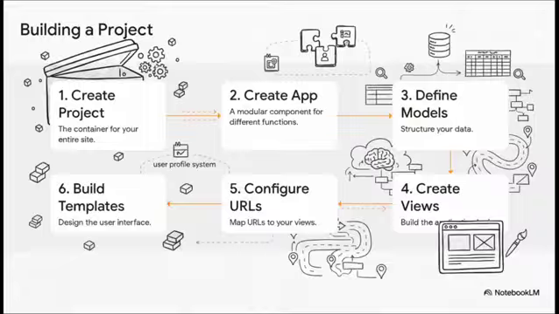These are like modular building blocks for different features, like a blog app or a user profile app. From there, you just follow the MVT pattern we talked about. Define your data and models, write your logic in views, connect your URLs to those views, and finally, build the HTML templates for the user to see.